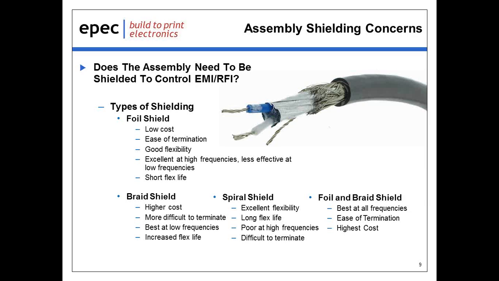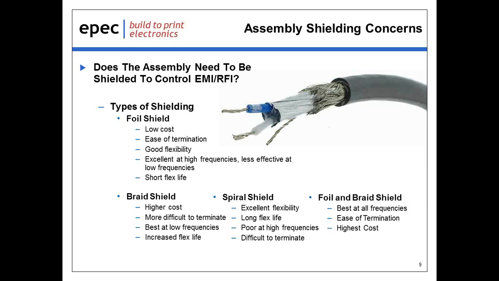Another good shield design is a braid shield. This design consists of metallic strands interwoven or braided around the core of a cable. Because of the braiding process, it is higher cost than the foil tape. Because of the braiding function and the number of strands involved, the braided shield is more difficult to terminate, but it's much better at being able to withstand repeated flexing. And a braid shield performs best at low frequencies.